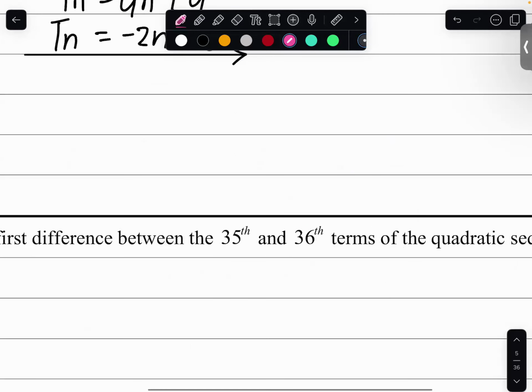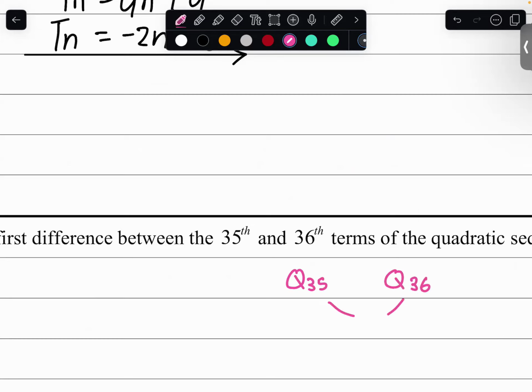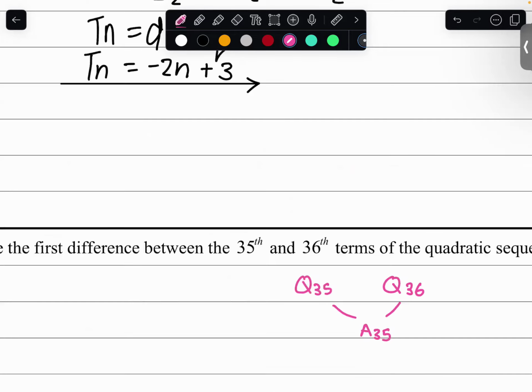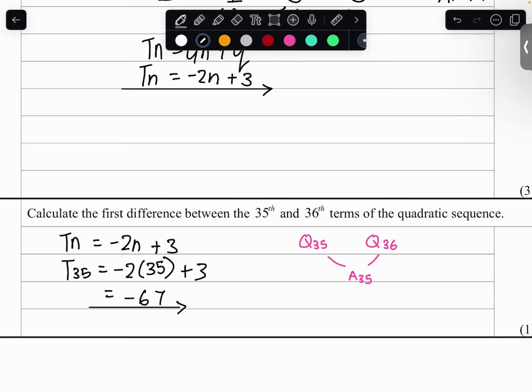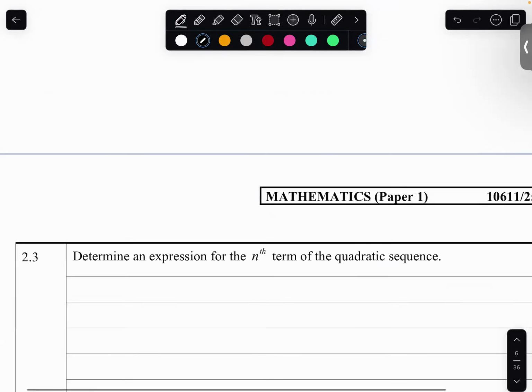So between T35 and T36 of the quadratic lies T35 of the arithmetic. So it says calculate the first difference between the 35th and the 36th term. Very simply, you're going to take your Tn of the arithmetic, because they're talking about the first difference, which means the arithmetic sequence, right? You're going to take that Tn and sub in 35 for n. That's going to give you an answer of minus 67. And there we go. Right, next.